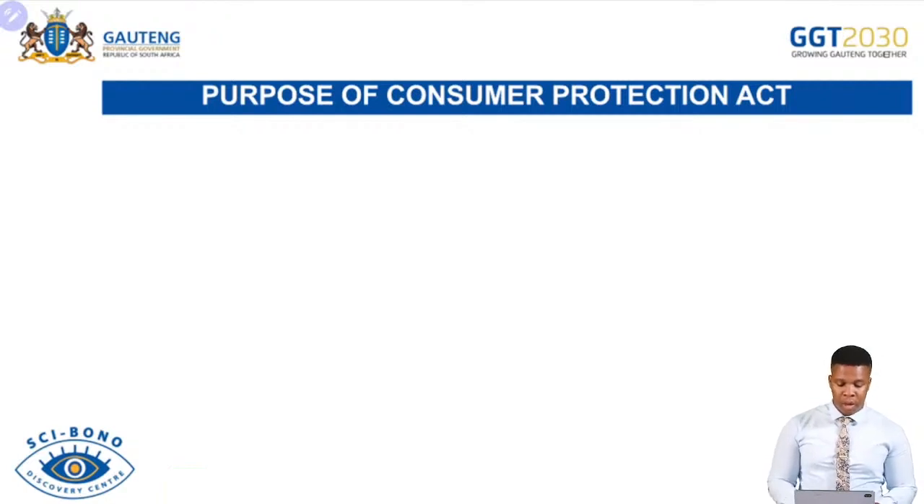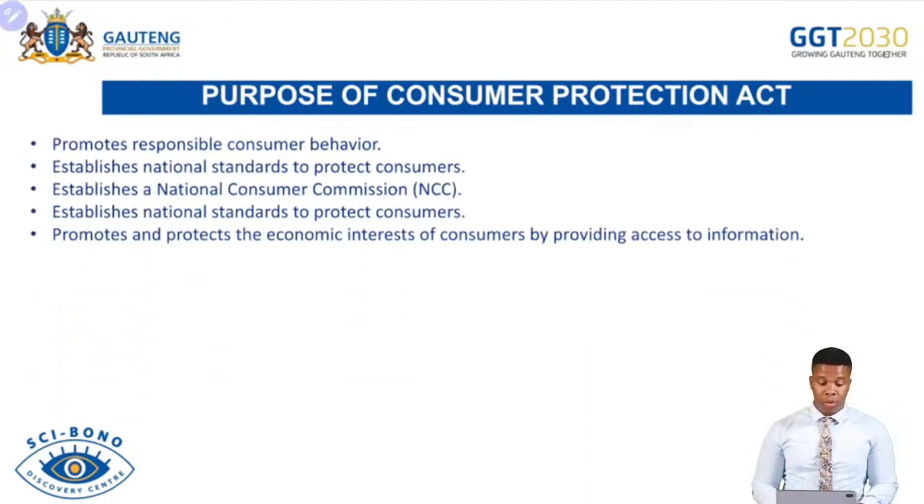But now we look into what is their purpose, what is their aim, why did the government develop this particular act? So the focus of our act would be the Consumer Protection Act. So let us look into the purpose, which is the aim, why it was developed. So it was developed for this purpose.